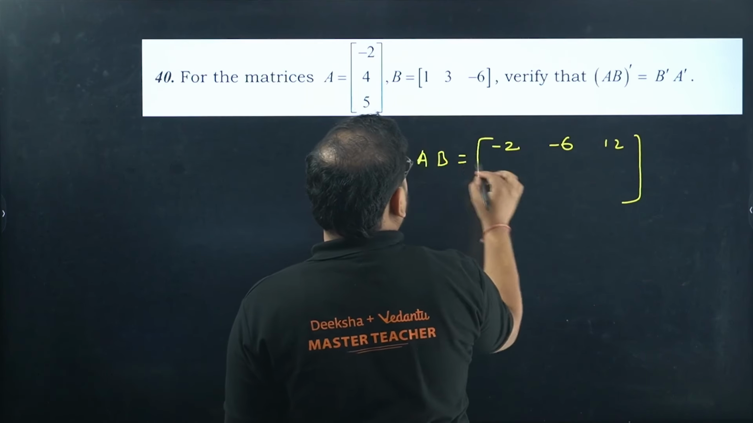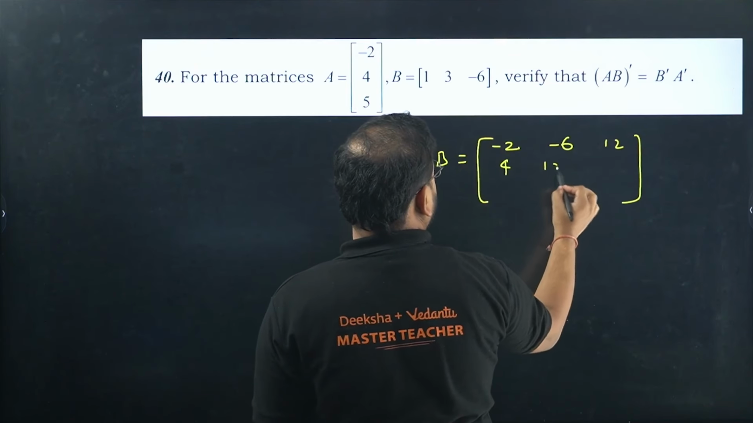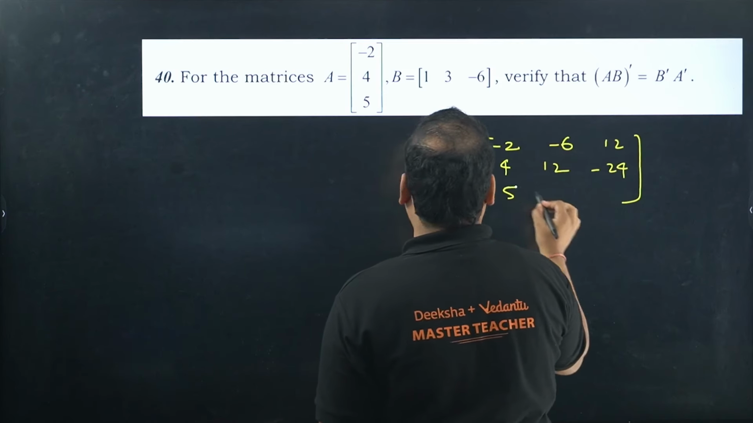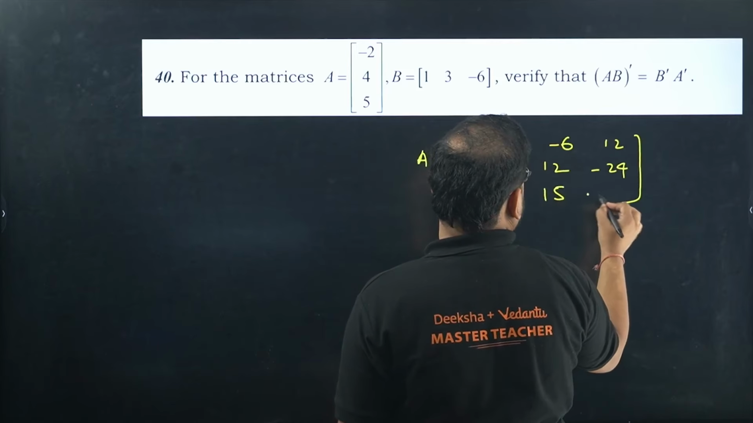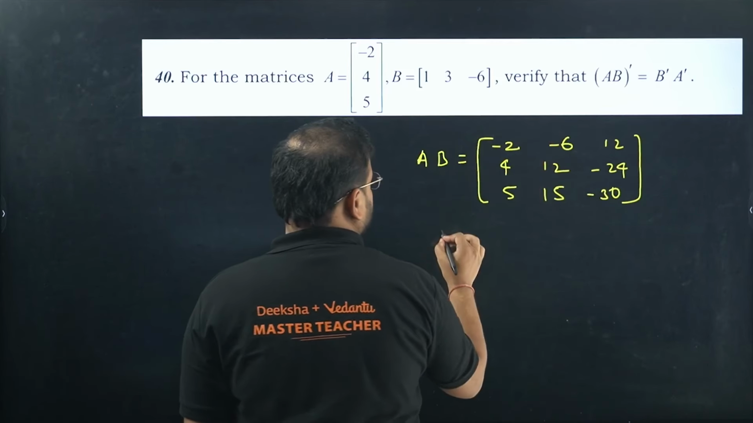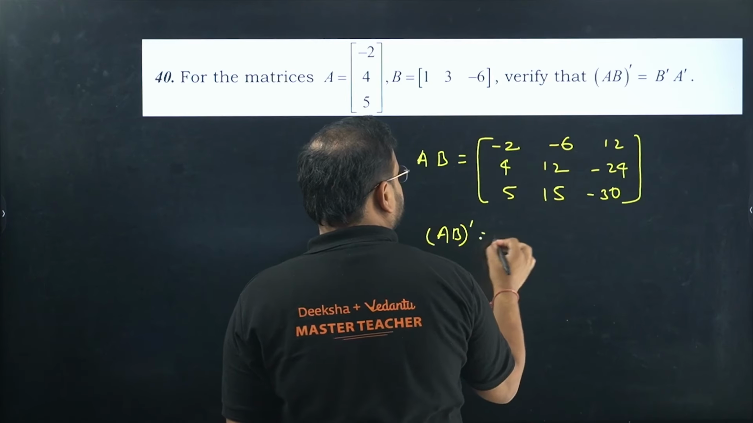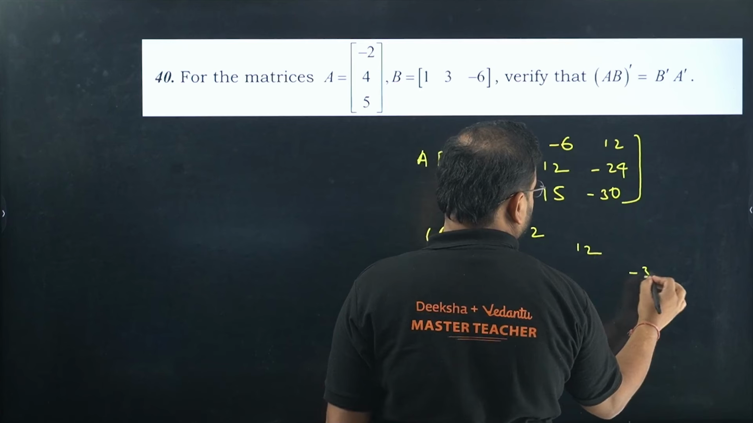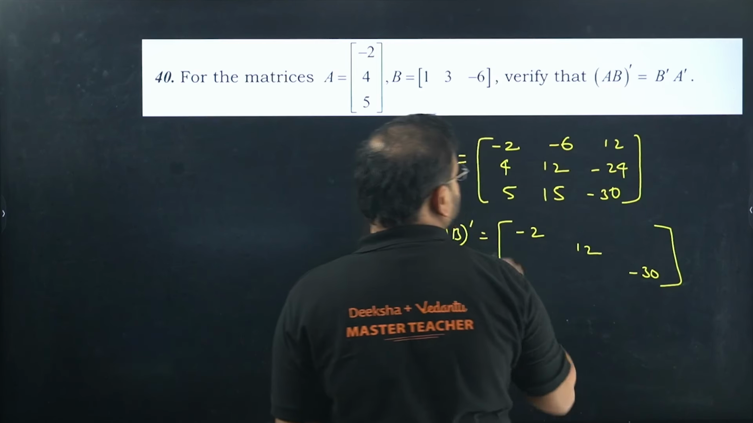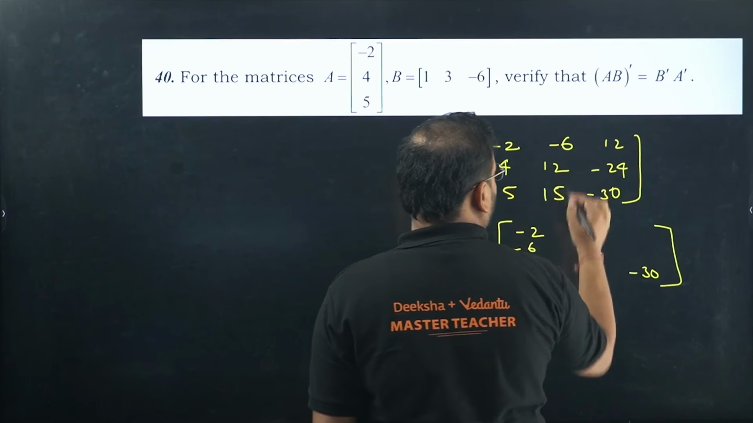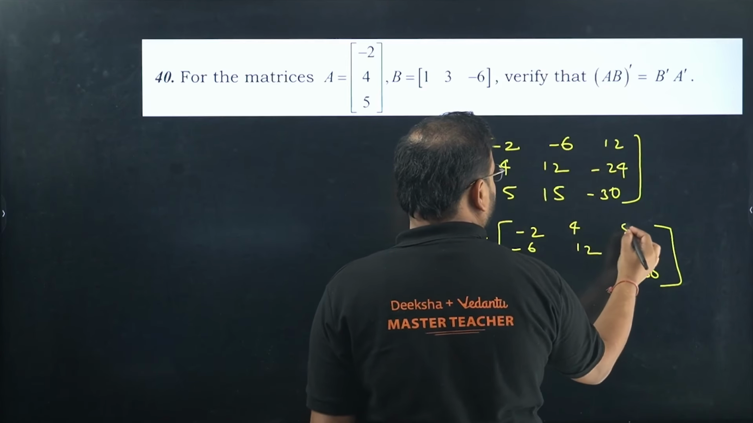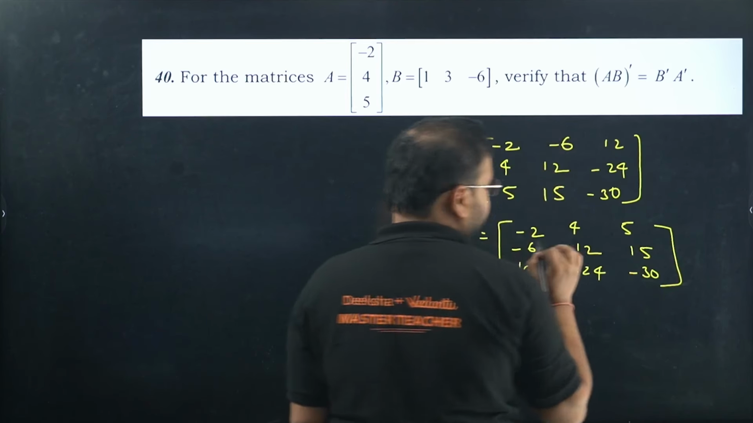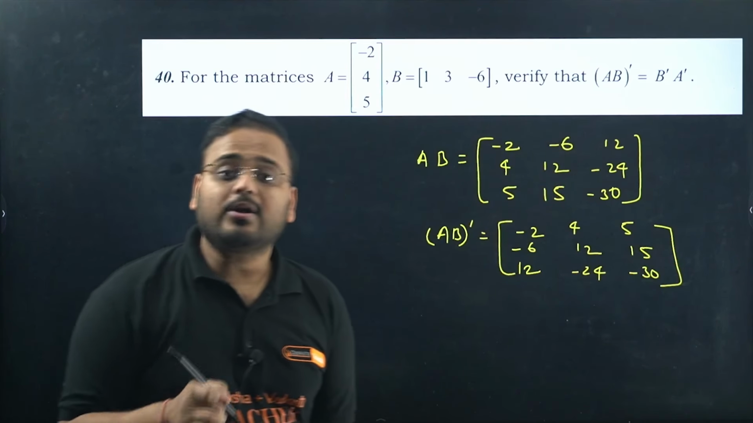Moving on, 4 into 1, 4 into 3, 4 into minus 6, 5 into 1, 5 into 3, and 5 into minus 6. They're saying (AB) transpose, so let's do that. In this case, just keep the diagonal as it is, unchanged, and the other elements will swap. Minus 6 will come on this side and 4 goes over there, 5 goes over here and 12 comes back. We have 15 over here and minus 24 comes back. So this is your LHS side.